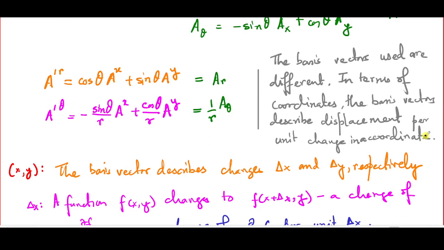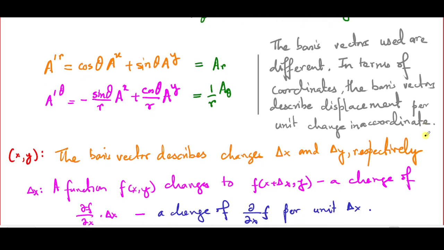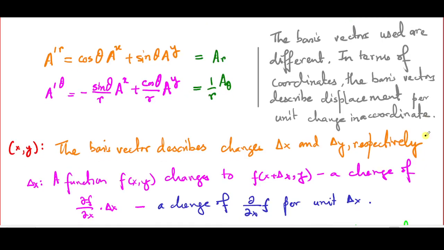Now, one of the easiest ways of seeing what will happen when you carry out such a displacement is simply to take a look at a function f of x and y and ask how much will that function change. If you are looking for a change of x and x alone through delta x, a function f of x y changes to f of x plus delta x comma y. What is the change here? The change is the difference between this, and that, at least for a small delta x, is given by del f del x into delta x.